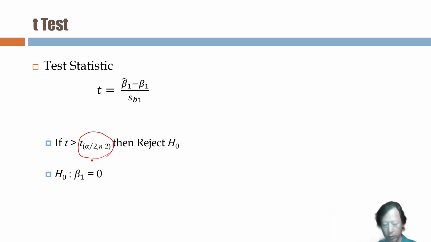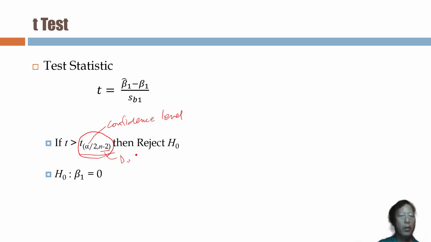If we find this one, we're going to reject the H0. So we want to see our value. You will get a beta 1, some number, but is it significantly bigger than 0? And for this t value, alpha is the confidence level, and n minus 2 is again the degrees of freedom, right? You can look up the table and you can find the t value.